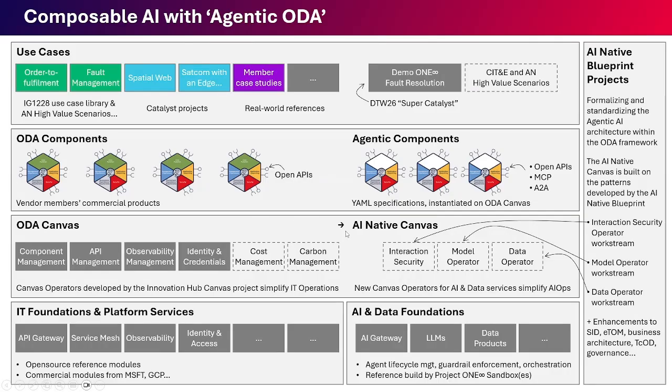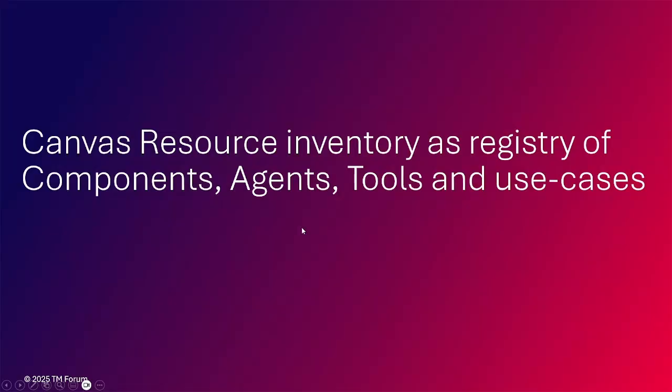Now I'm going to come on to three subtopics. This is the main scope of the presentation. I've got three subtopics. So the first one is this notion of having a Canvas resource inventory as a registry of components, agents, tools, and use cases.